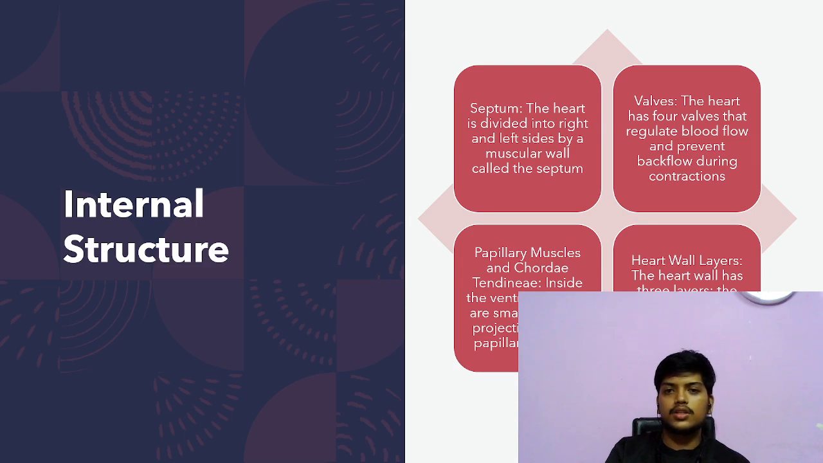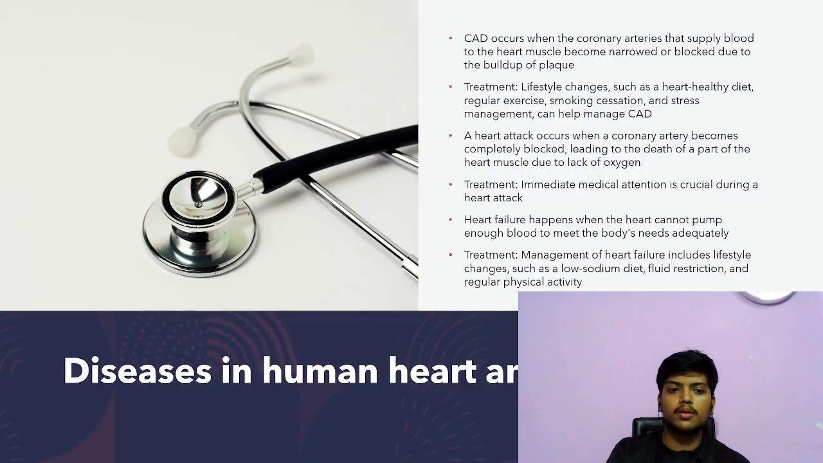The internal structure consists of the septum, valves, papillary muscles, chordae tendineae, and wall layers. The heart is divided into right and left sides by a muscular wall called the septum. The heart has four valves that regulate blood flow and prevent backflow during contractions. Inside the ventricles, there are small projections called papillary muscles. The heart wall has three layers: epicardium, myocardium, and endocardium.